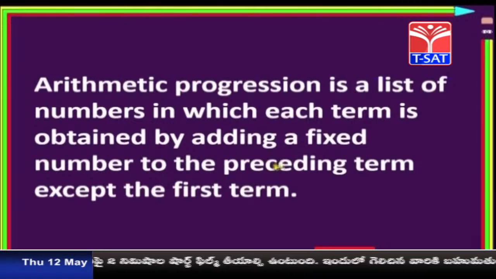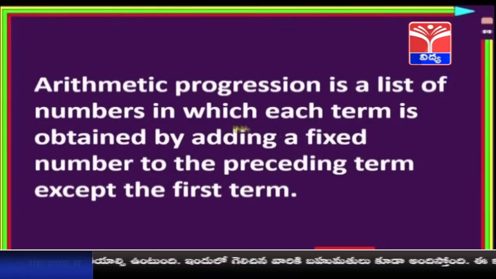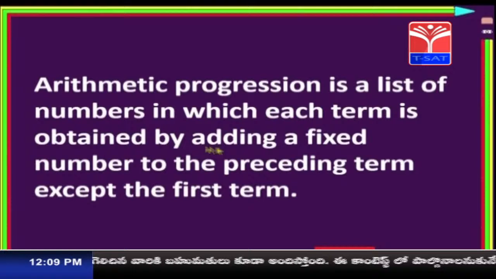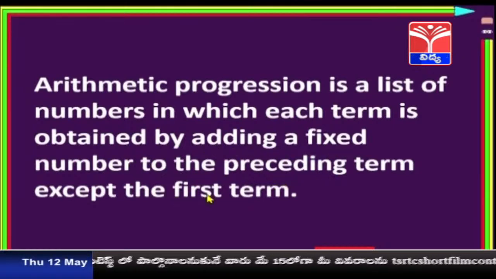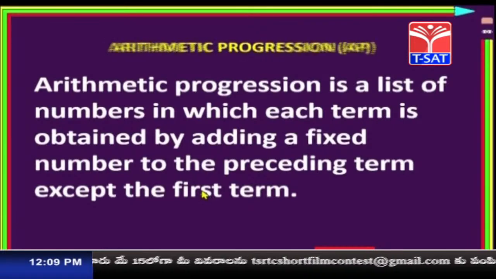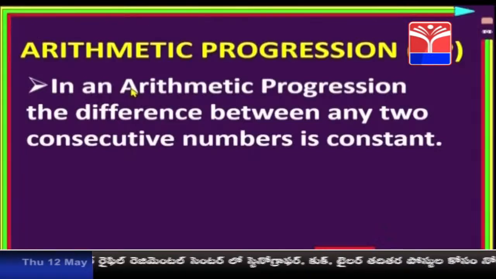Okay, let us see. An arithmetic progression is a list of numbers in which each term is obtained by adding a fixed number to the preceding term, except the first term. So, that is called an arithmetic progression. In an arithmetic progression, we get each term by adding a fixed number to the preceding number, right. That fixed number is called the common difference.